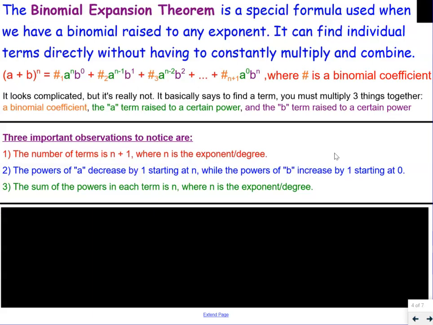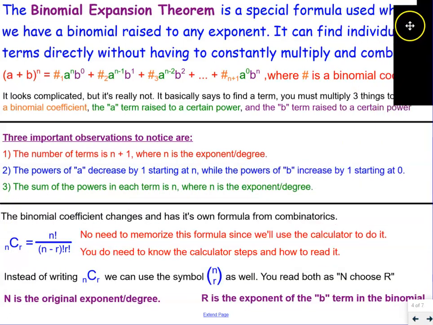So that's still true. The powers of a decrease by 1 starting at n. Here it started at the highest power n, whatever this is. Then it goes n minus 1, then n minus 2, all the way to 0. While the powers of the b term increase by 1 starting at 0. So it's b to the 0, then b to the first, second, all the way to the highest power. And the sum of the powers in each term is always n, where n is the degree or exponent.